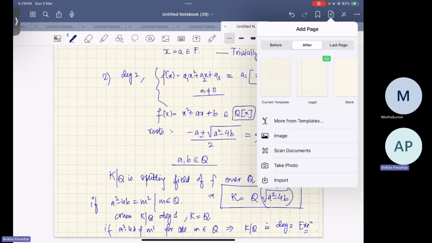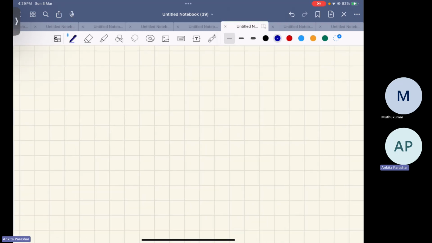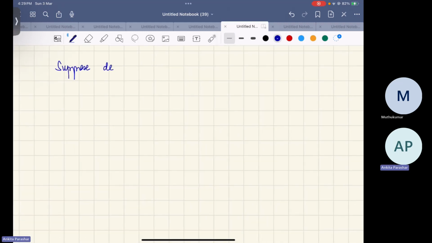Question is, if I go to a degree 3 polynomial, then what will happen? Suppose the degree of f is 3. Then can we use some result to say something? So we can use Cardano's formula.